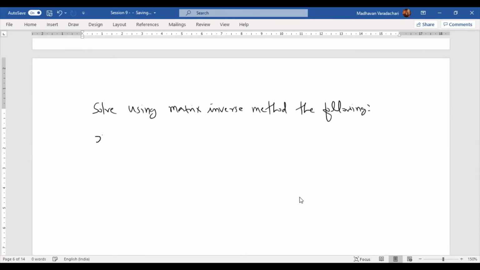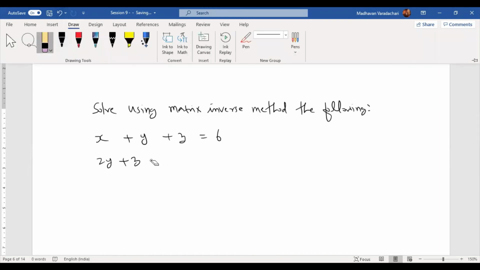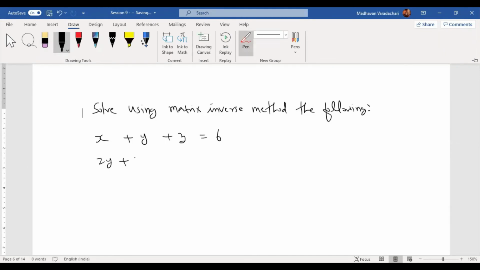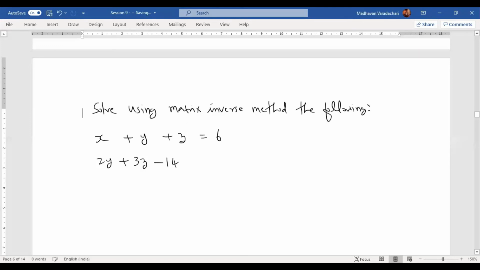So X plus Y plus Z equal to 6. Then 2Y plus 3Z. Z minus 14 is equal to minus X. Then 2 minus 7X is equal to minus Y minus Z.